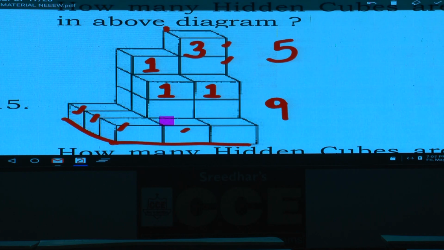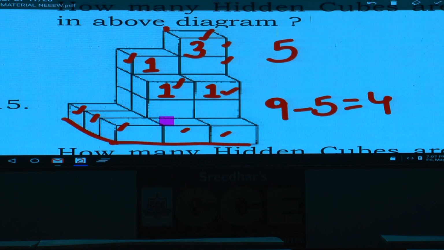Among these 9, how many were seen here? 1, 2, 3, 4, 5 are visible. How many are invisible? There are 4 which are hidden in the bottom. Out of these 4, 1 added here, 1 counted here, 1 counted here, 1 counted here, 1 counted here. Isn't it?